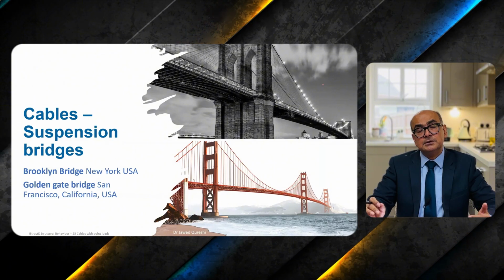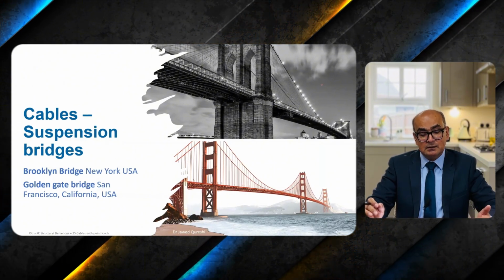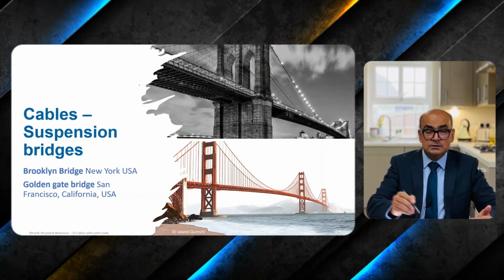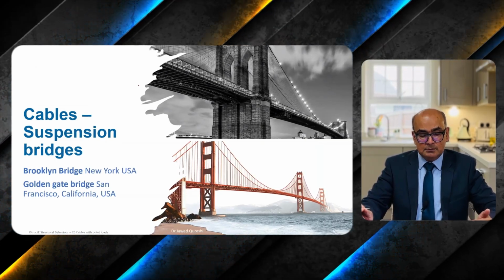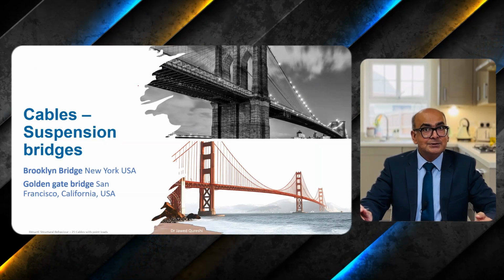The main examples of suspension bridges are Brooklyn Bridge in USA, which is the top right bridge, and Golden Gate Bridge, the bottom right bridge. Both bridges are in USA.